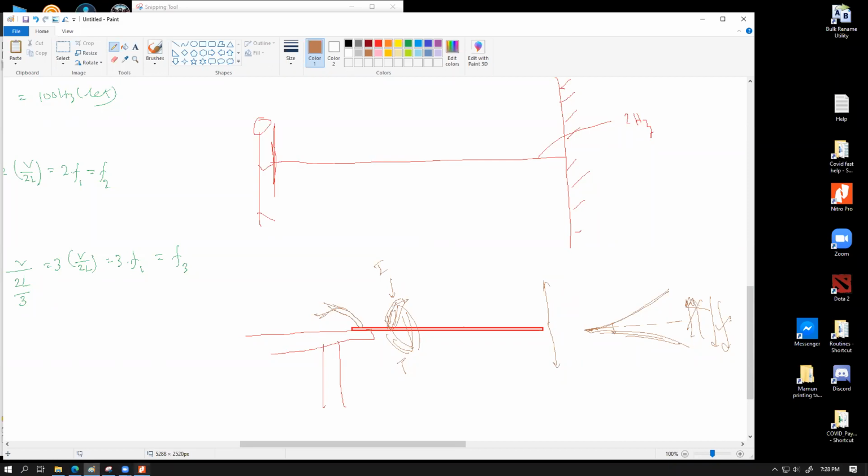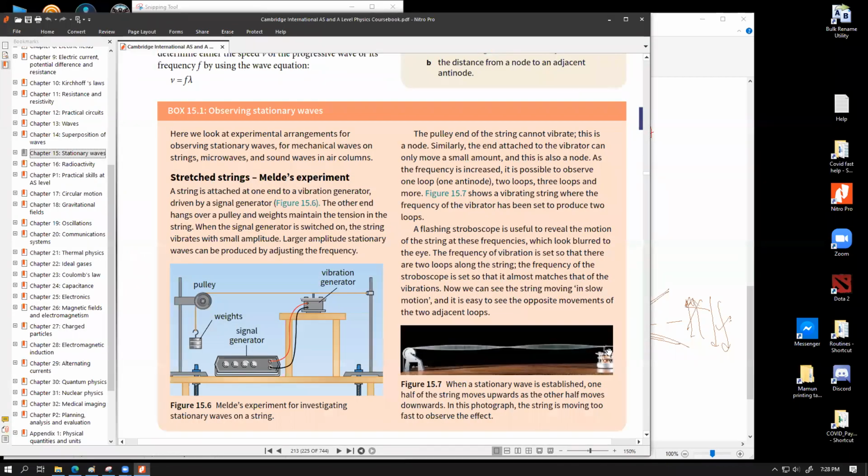So placing the source somewhere, I mean, not even close to the antenna, anywhere on the wire can get us the oscillation going up, as long as we can match the frequency.